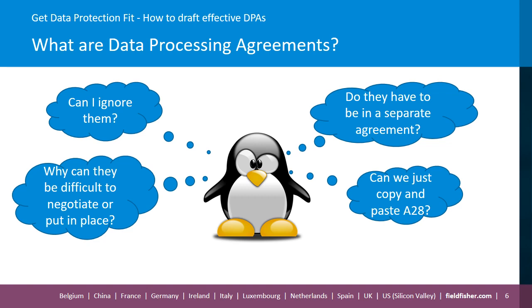So organisations that fail to implement these terms can be subject to fines of up to 10 million euros or 8.7 million pounds, or up to 2% of the total worldwide annual turnover for the preceding financial year, whichever is higher. So the ICO, the UK regulator, and European regulators have issued a number of fines for failure to implement Article 28 terms, often in conjunction with other failures, such as insufficient technical and organisational measures or non-compliance with general data processing principles.